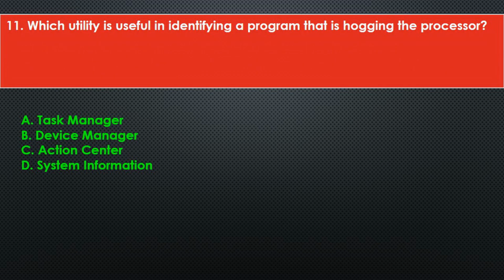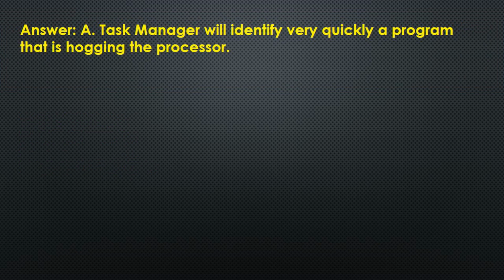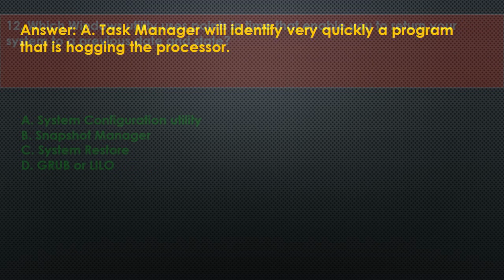11. Which utility is useful in identifying a program that is hogging the processor? A. Task Manager. B. Device Manager. C. Action Center. D. System Information. Answer: A. Task Manager will identify very quickly a program that is hogging the processor.